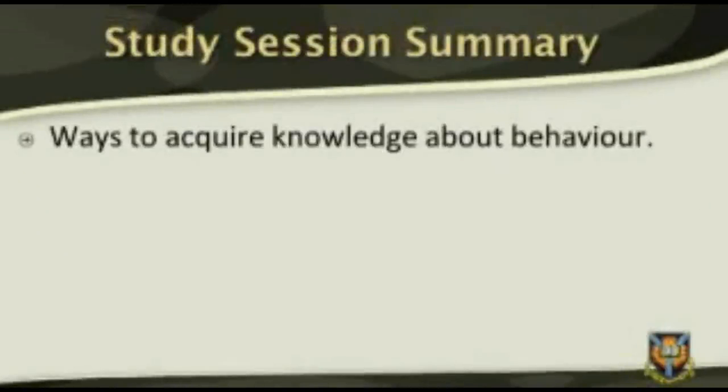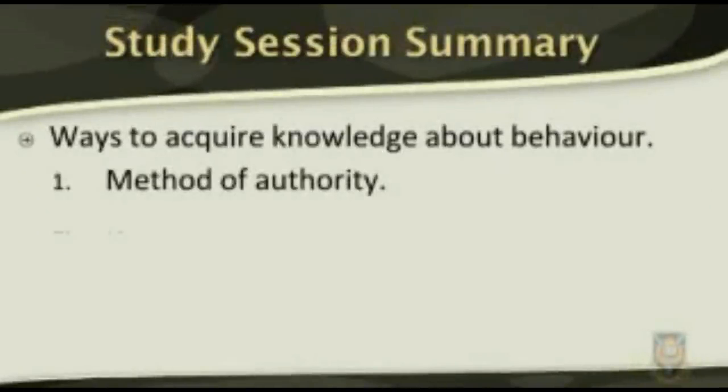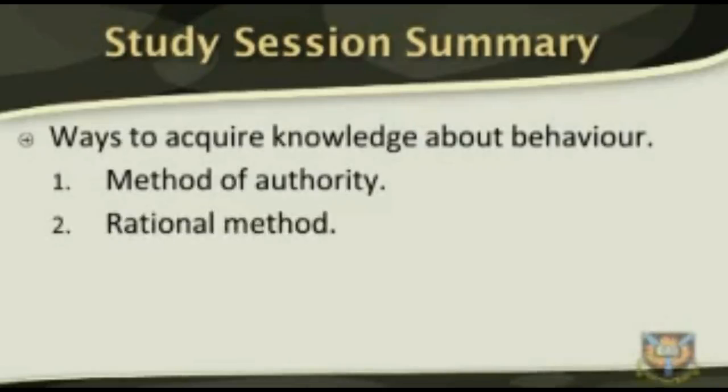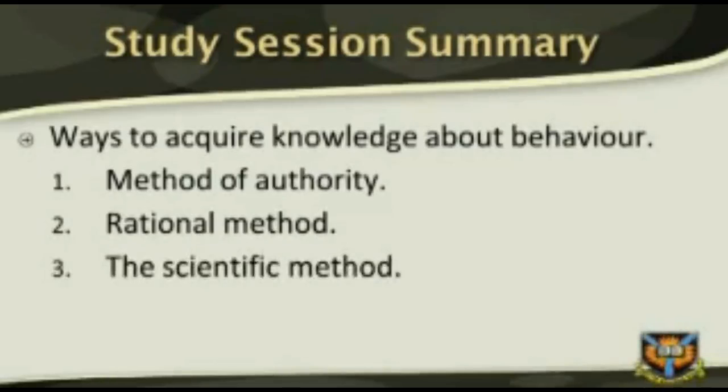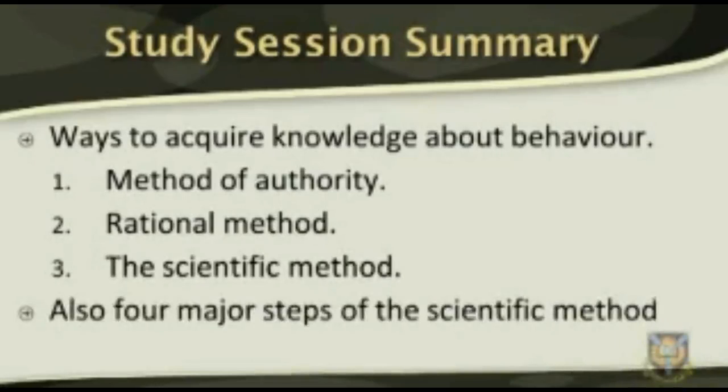Study session summary. There are ways to acquire knowledge about behavior. These include the method of authority, that is, acquiring information from sources that you perceive to be expert on the topic of interest. With the rational method, you deduce explanations from other sources of information. The method of authority and the rational method, though they play important roles in early stages of science, are not acceptable methods for acquiring scientific knowledge. The scientific method is the only method accepted for acquisition of scientific knowledge. The four major steps of the scientific method are observation of a phenomenon, formation of tentative explanations, further observation or experimentation or both to rule out alternative explanations, and retesting and refinement of the explanations. End of study session 2.